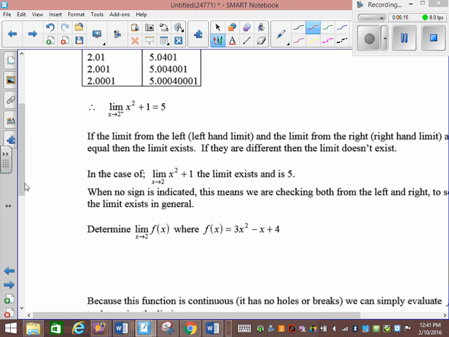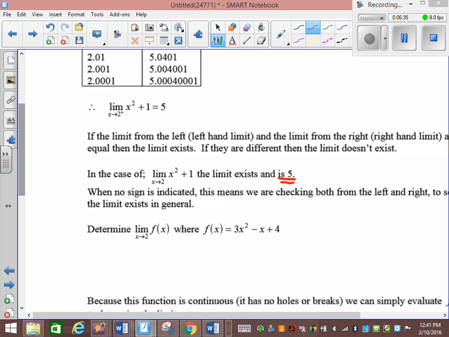So the limit as x approaches 2 of x squared plus 1, the limit exists and is 5. Because from the left and from the right, it both approached 5, then the limit at just 2, not from the right or left, but at 2, actually equals 5.